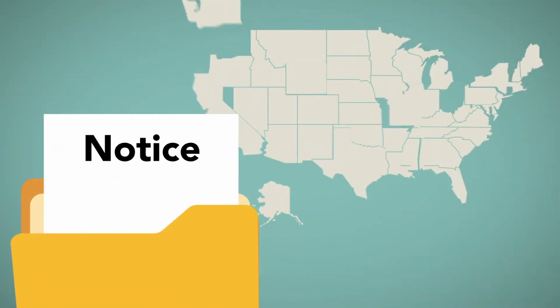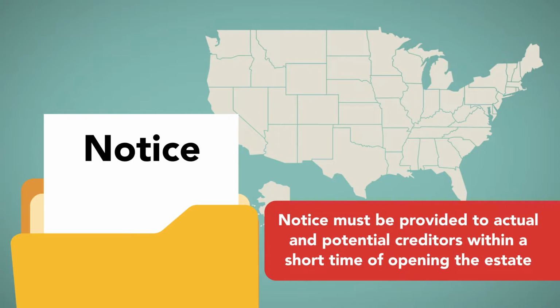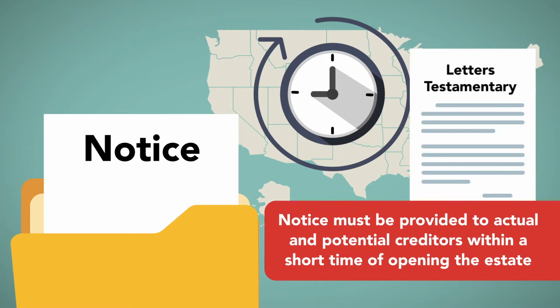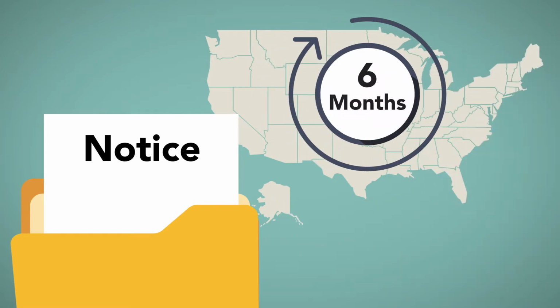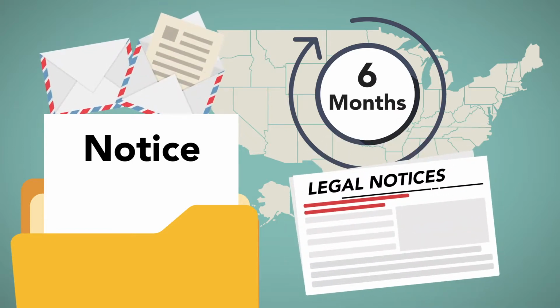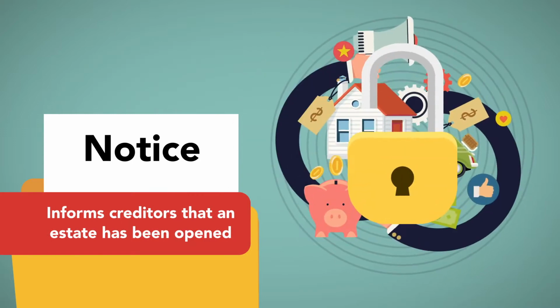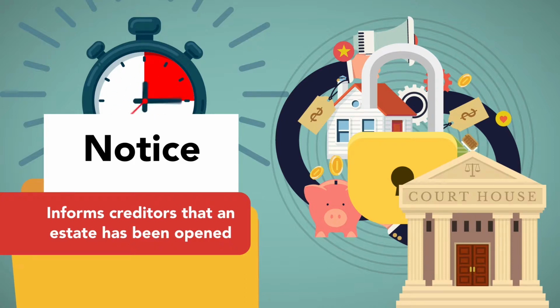Notice requirements differ from state to state. Generally, notice must be provided to actual and potential creditors within a short time of opening the estate and receiving the letters of office. That time frame may vary from 90 days to 6 months. Notice is often published in a local newspaper and mailed to known creditors. The notice informs creditors that an estate has been opened and gives the creditor a specific time frame for filing a claim with the court for payment of the amount owed.